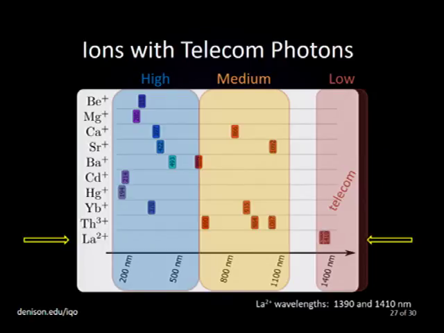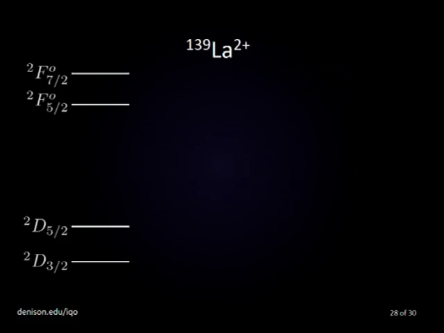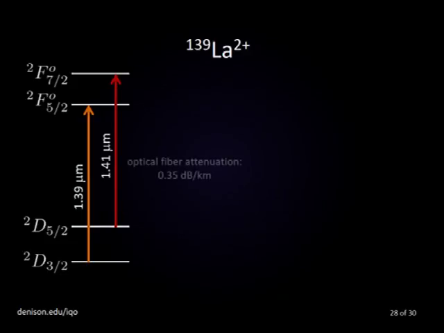So now hopefully it becomes also clear why I wanted to generalize to a generic hyperfine qubit earlier, because eventually what we'd like to do is play the exact same games but with a different ion. We want to do this with lanthanum. The atomic physics gets maybe slightly more complicated because we have two low-lying D states and two F states, but you can still do the same things we did before in terms of laser cooling and trapping, now using something close to 1400 nanometers, where the attenuation in optical fiber is only 0.35 dB per kilometer.